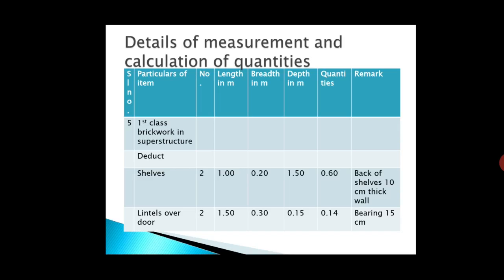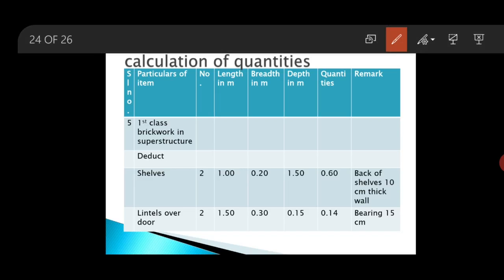Similarly, for the shelf, number is 2, length is 1, breadth is 0.2. So in the remark column, simply write down back of the shelf there is 10 centimeter thick wall. Okay. So the breadth of the opening will now be 0.2 for shelf. Depth is 1.5. Then the dimension of the opening part is over.